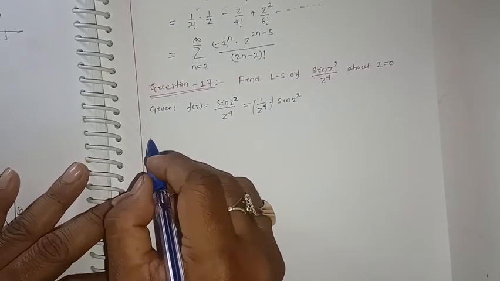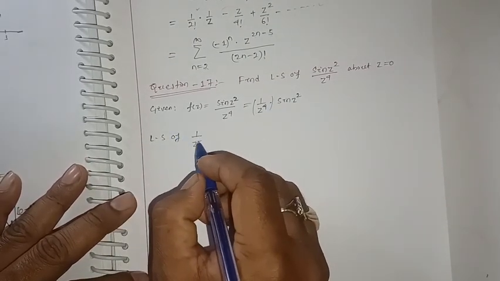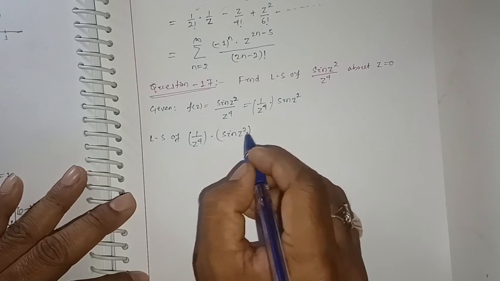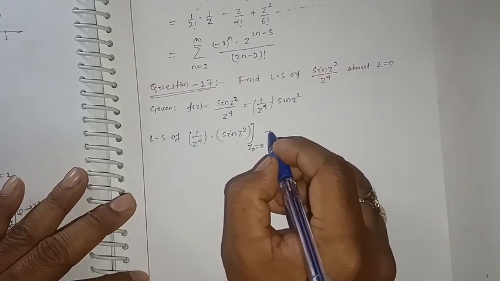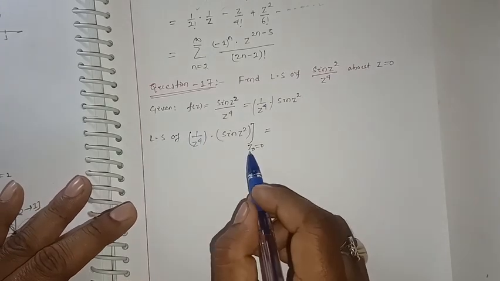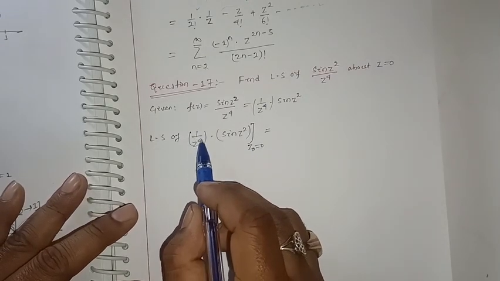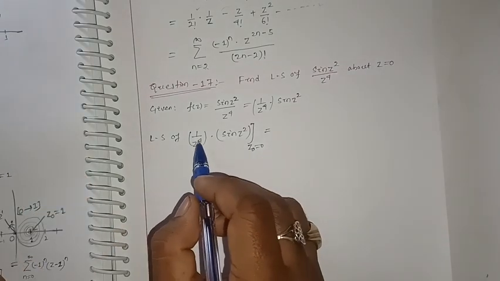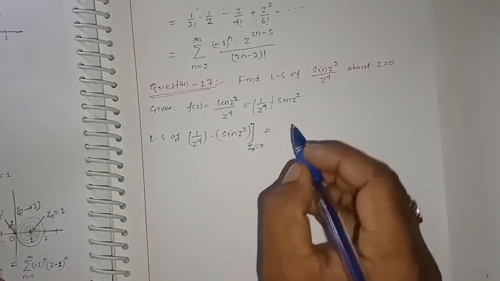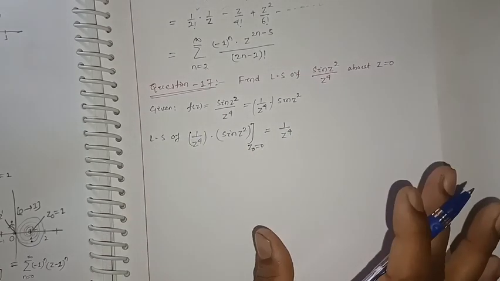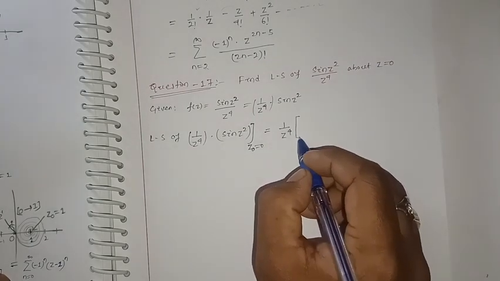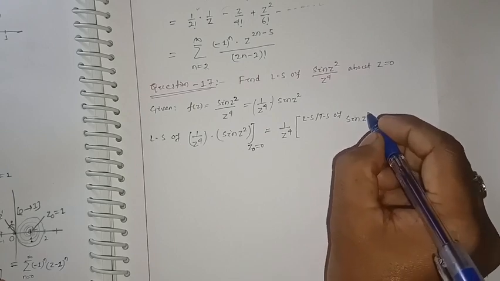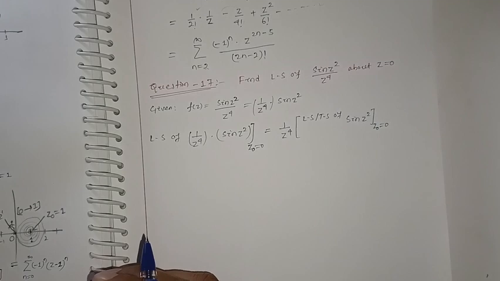Okay, so the Laurent series of 1 by z to the 4 into sin z square about z0 equal to 0 will be how much? The Laurent series of this one about z0 equal to 0. Here 1 by z to the 4 has its singular point at 0 itself, so the Laurent series of 1 by z to the 4 about it is 1 by z to the 4 itself. Okay, now into the Laurent or Taylor series of sin z square about z0 equal to 0.